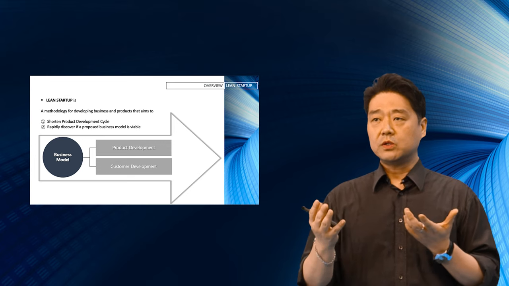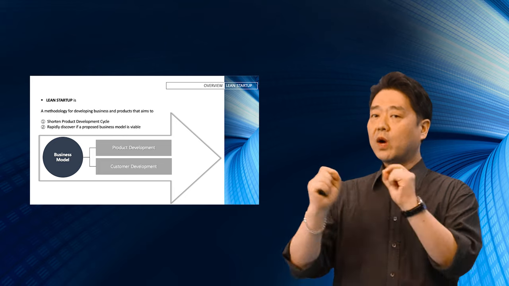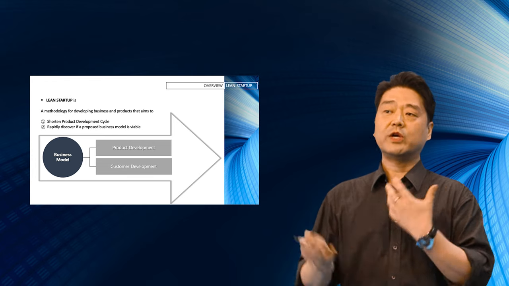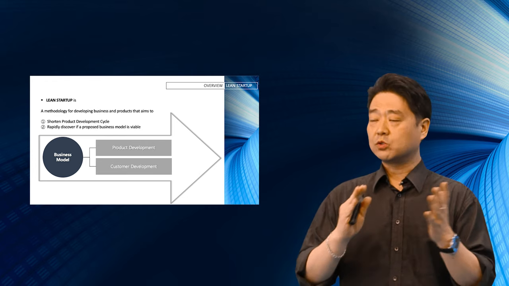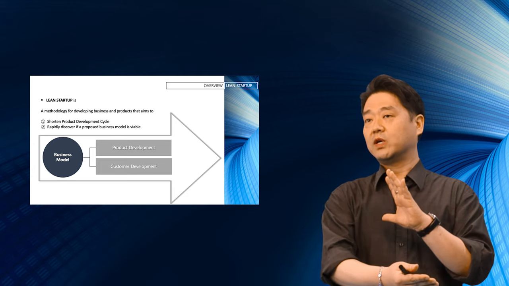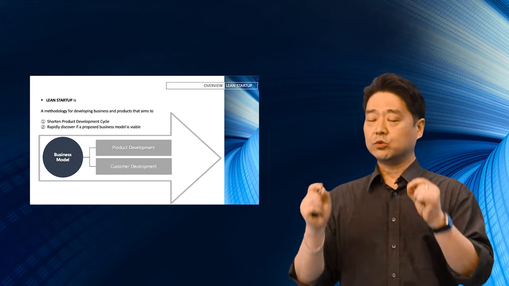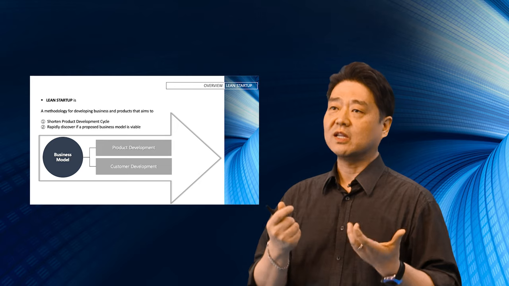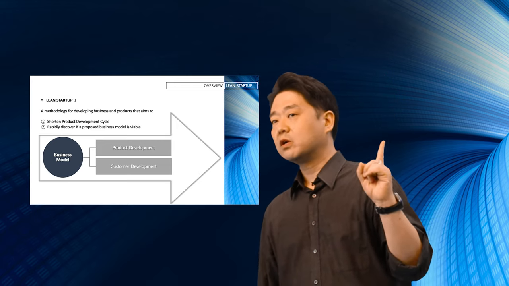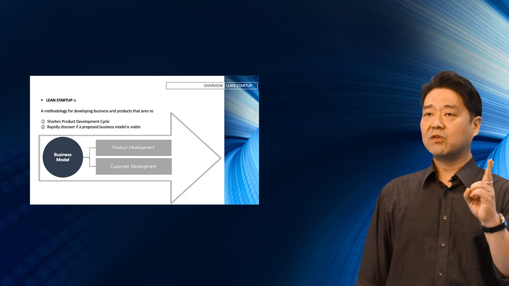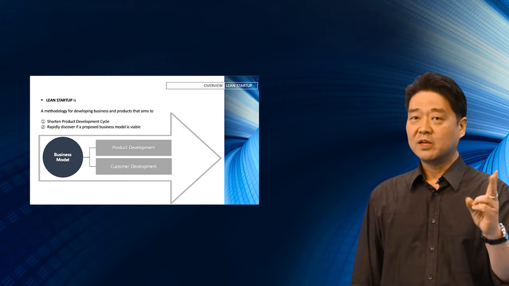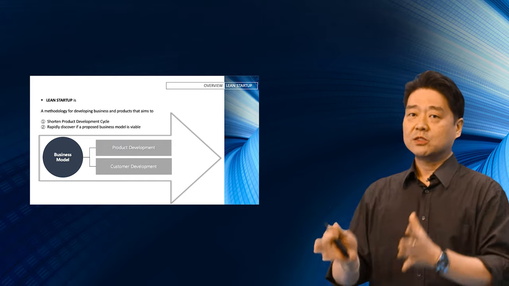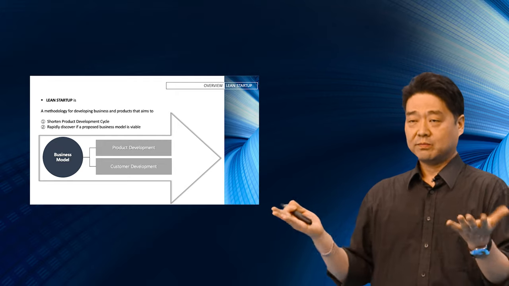Okay, so what is the best way to do that? Make something and then go out there to customers and get the feedback and try to change it, make it better, enhance it. Or if that doesn't work, you need to turn around and try something new. That's exactly what we are going to do, and that's what you have been doing. So Lean Startup is a methodology for developing business and products that aims to, one, shorten the product development cycle, and two, rapidly discover if a proposed business model is viable. What we are trying to do is make something, go out there, and ask customers if that is the right business for you, or for anybody for that matter.